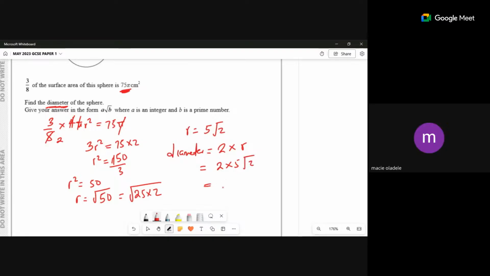So what's the answer? 10 root 2. You don't multiply the 2 inside. Just multiply this with this. So you just leave this. All right. So the diameter is 10 root 2.